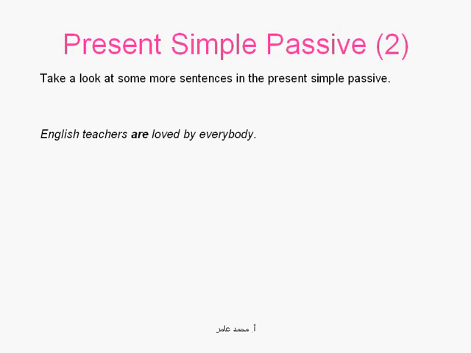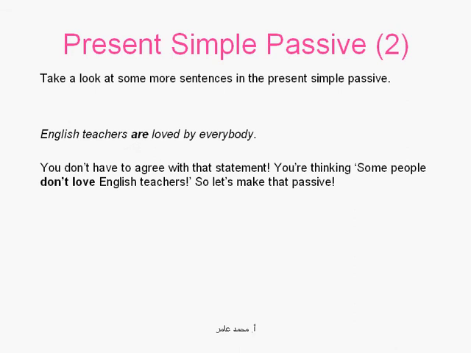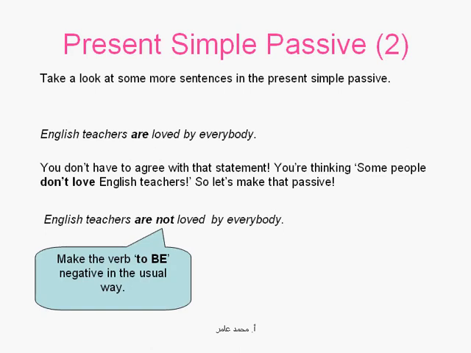Take a look at some more sentences in the present simple passive. English teachers are loved by everybody. Verb to be here is plural because the subject is teachers. You don't have to agree with that statement you are thinking. Some people don't love English teachers, so let's make that passive. English teachers are not loved by everybody. Make the verb to be negative in the usual way. So here we have passive in the negative form.